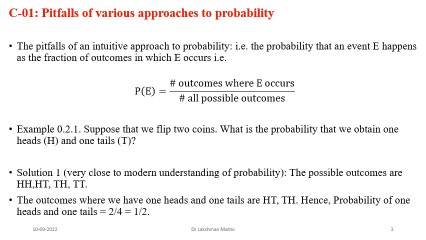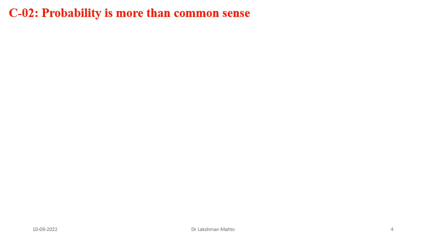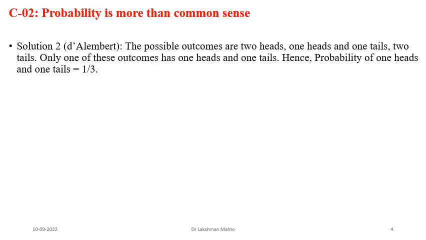Now we will go for the second approach, the D'Alembert approach. There is one more approach, D'Alembert's. What does D'Alembert do? It focuses on head and tail kind of thing, noting down outcomes this way: two heads, one head and one tail, two tails.